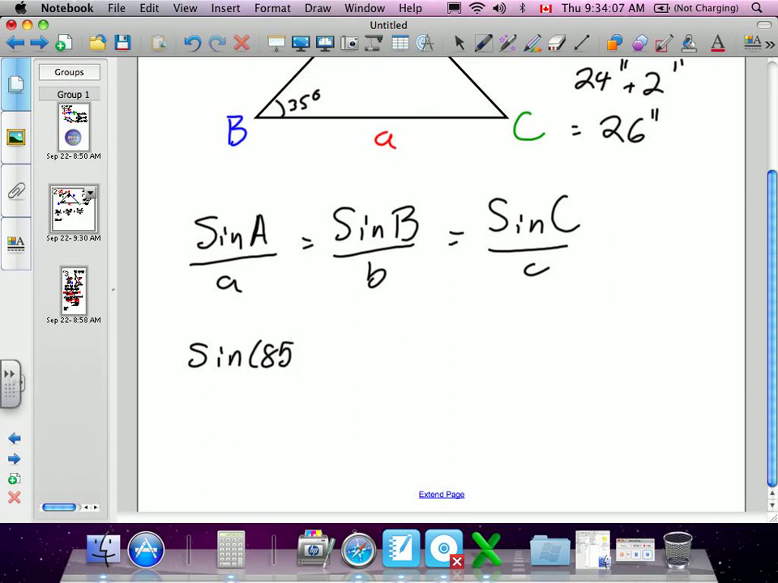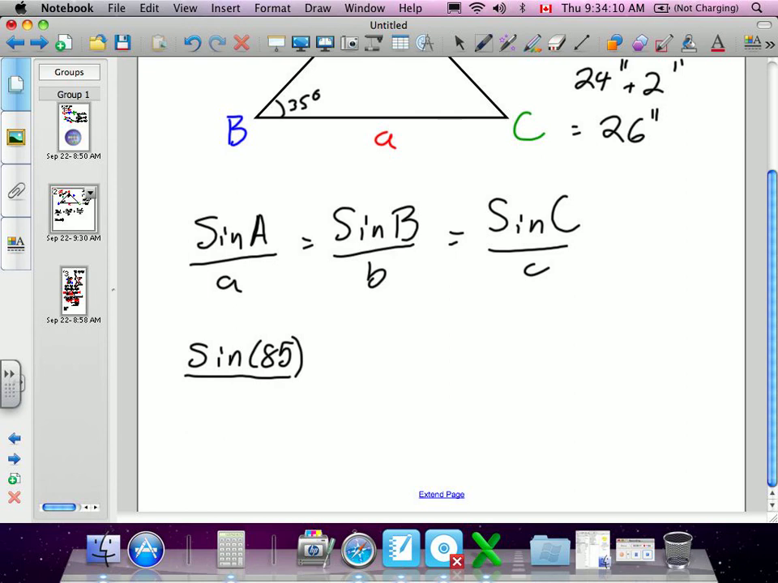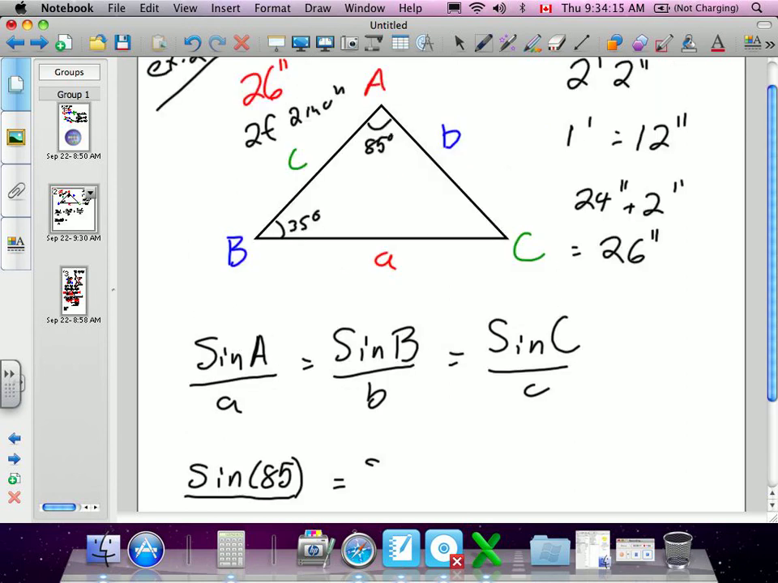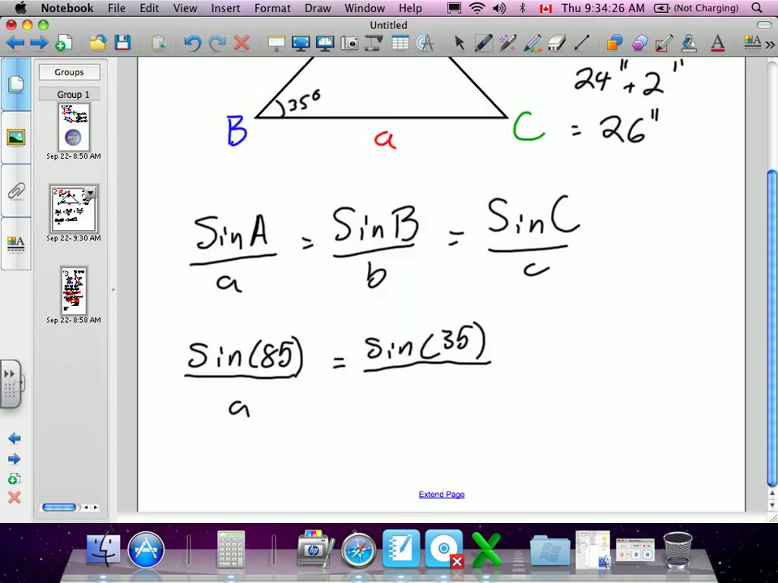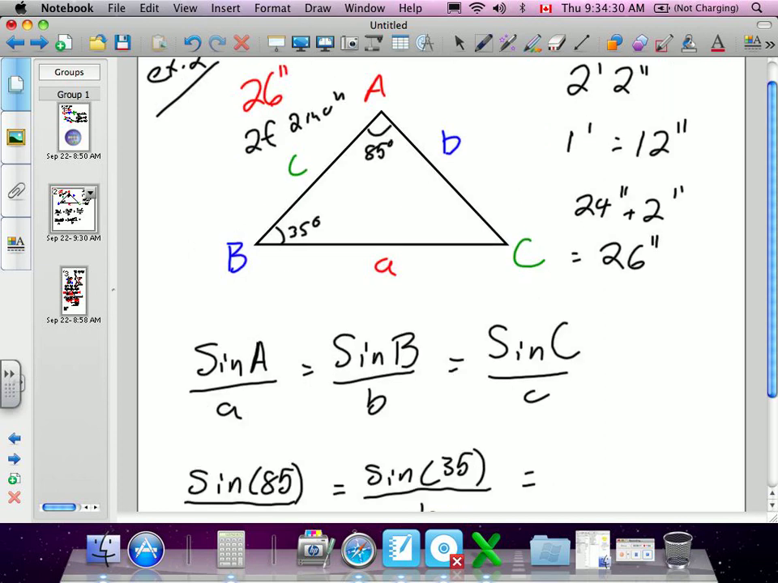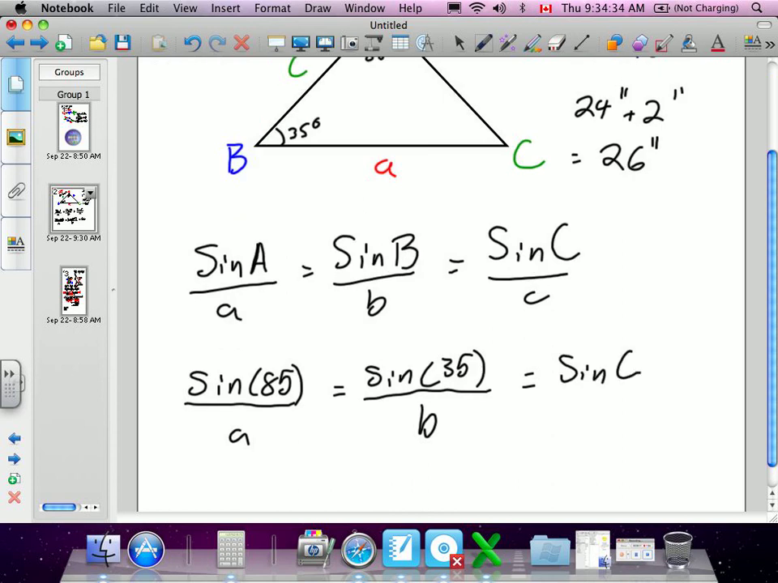I have angle B, 35. Try to write clearer for you. Do we have side B? Do I have the measurement for side B? No. Good. Good to see you're awake. And angle C, do I have that measurement? We'll get to that in a second. I'll get you to answer that in a second. And side C is what? Side C is 26 inches.